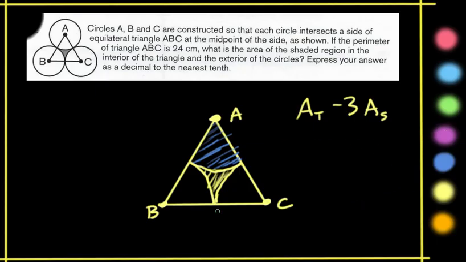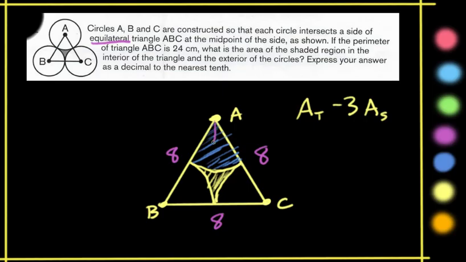So the area of the triangle, we need to know the base and the height. It said the perimeter of the triangle is 24. That means, well, I'm going to say it's an equilateral triangle because, oh, actually, no, it says it's an equilateral triangle, doesn't it? Okay, so that makes it really easy. So these sides are each 8. These sides are each 8. And that means the base is 8.